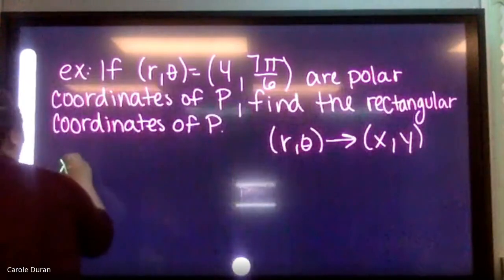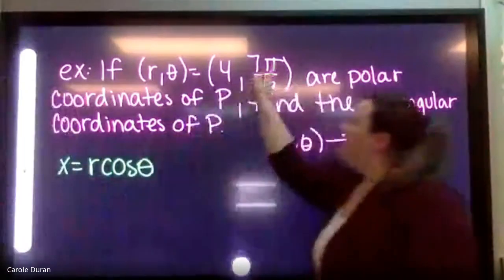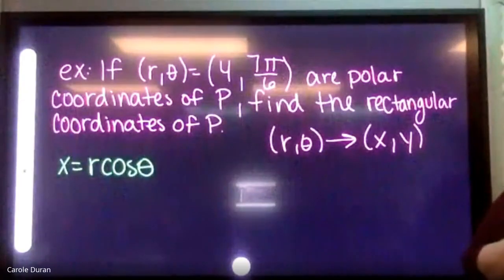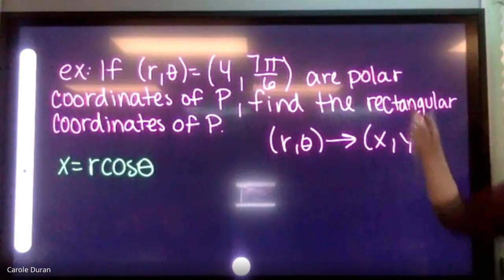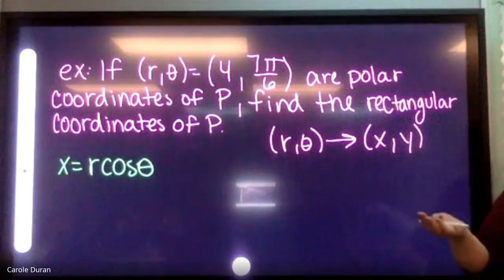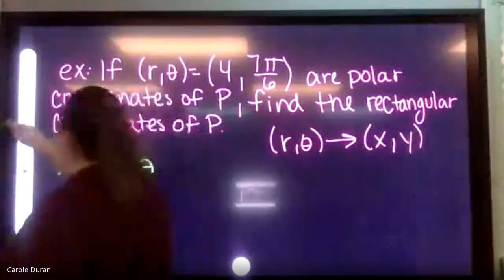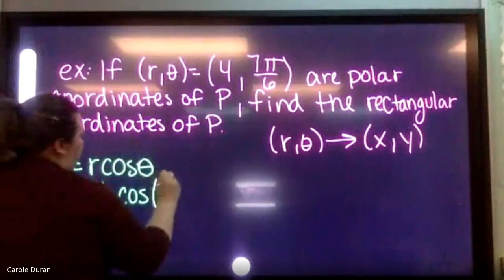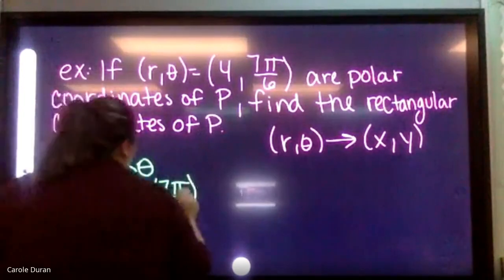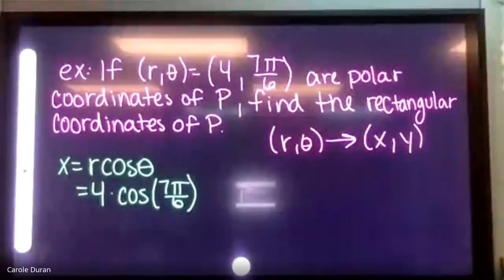So my x is going to be equal to r cosine of theta, and I'm just going to fill in the r and the theta that came directly from my polar point. Then I'm going to fill in the r sine theta, again putting in the r and the theta from my polar point, and simplify them out. I do want exact values, which means my x coordinate here is going to be equal to 4 times cosine of 7 pi over 6. So I need to go to my unit circle and figure out what cosine of 7 pi over 6 is equal to, and then multiply that by the 4.